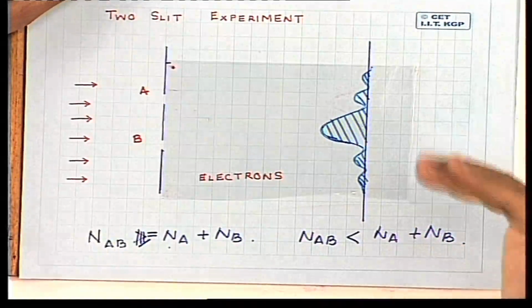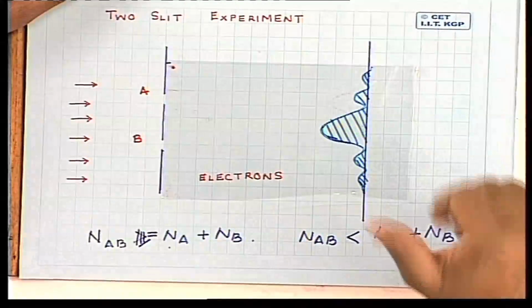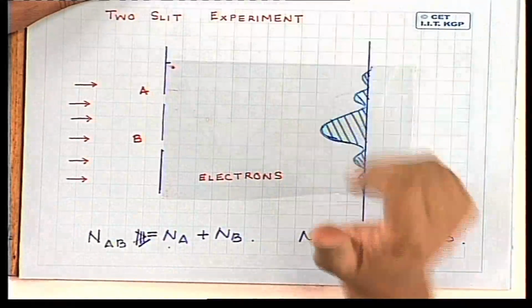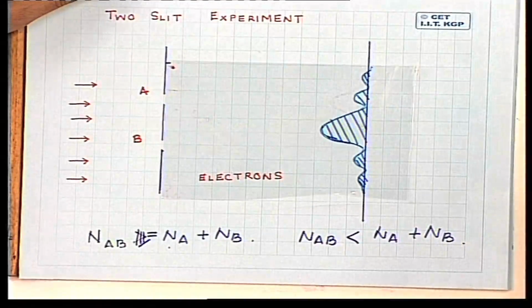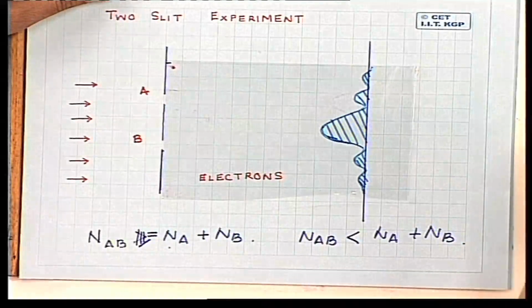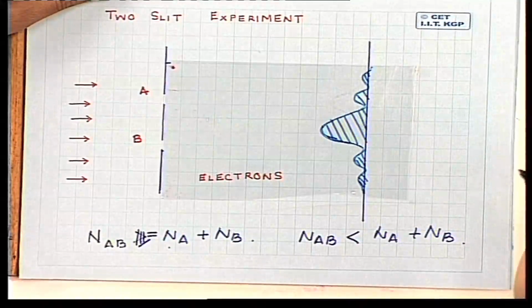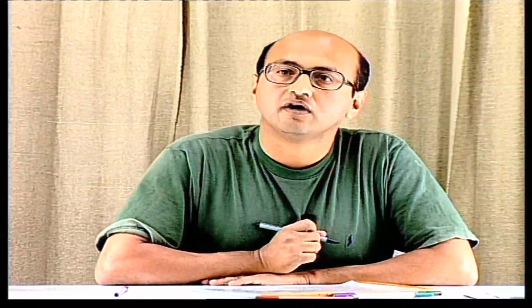So, the question is, how does one go about explaining this phenomenon where the number of electrons arriving on the screen over here actually goes down when both the slits are opened, whereas one would expect it to go up when both the slits were opened? Well, the solution to this problem is as follows. In order to explain this phenomenon, one has to postulate that the electrons actually behave as waves.